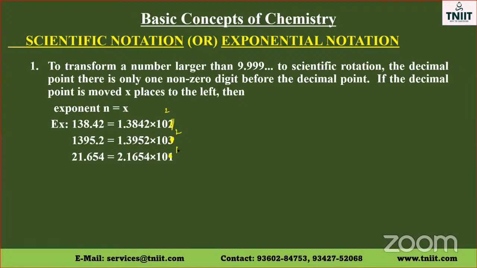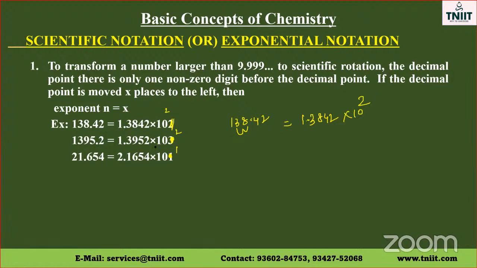Now, the first example we already learned. 138.42. In order to represent this by means of scientific notation, shift the decimal to the left, 2 decimals. So when you shift the decimal to the left, we have 1.3842. Since the decimal is shifted to the left, the exponent will be positive, and we are shifting the decimal by 2 digits, therefore it is 2.